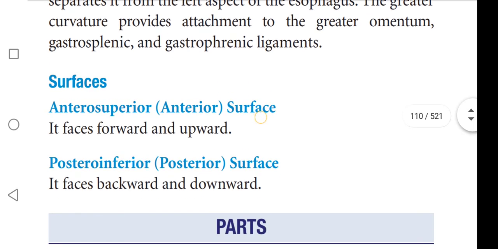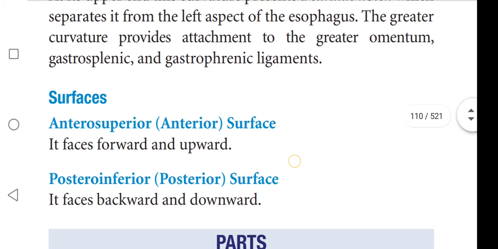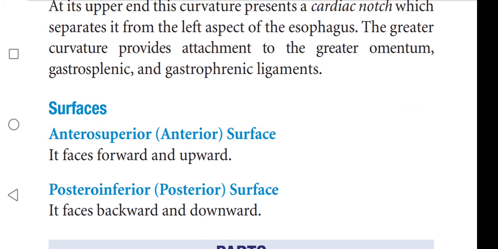Next, coming to the surfaces, anterior superior and posterior inferior surface. The anterior superior surface faces forward and upward. The posterior inferior surface faces backward and downward.